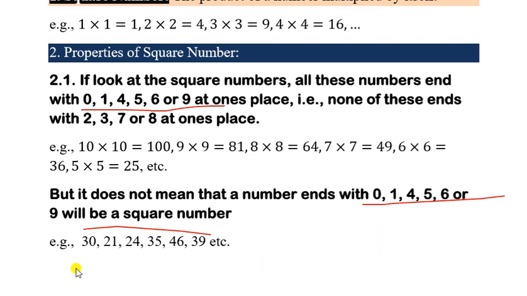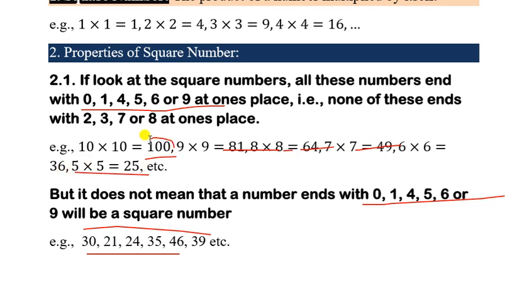For example, I have written here 30, 21, 24, 35. You cannot make these numbers in the form of a square number because you cannot make 30 by multiplying the same number. 30 we can get by multiplying 3 into 10, but 3 is a different digit, 10 is also a different number. In the same way 5 into 6 is 30, but they are not square numbers. But see here: 10 into 10, 100; 9 into 9, 81; 8 into 8, 64; 7 into 7, 49; 6 into 6, 36; 5 into 5, 25.